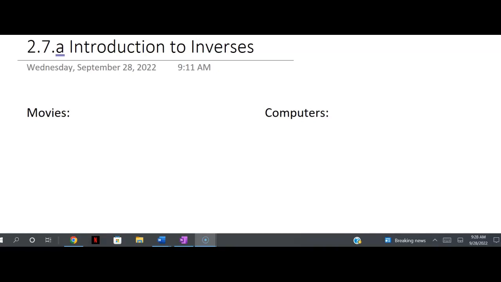In 2.7, we're going to talk about inverses, and we're starting out in this video with an introduction, and there's a couple ideas. Both of these ideas are presented in the textbook as well. But one idea is they're talking about movies, and the number of Academy Awards. Let's put AA for Academy Awards. And so it's this relationship, like an ordered pair.